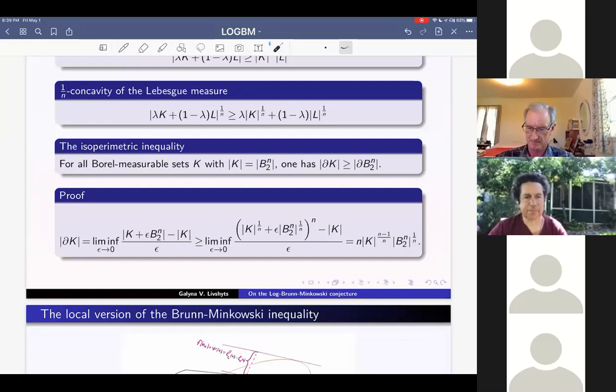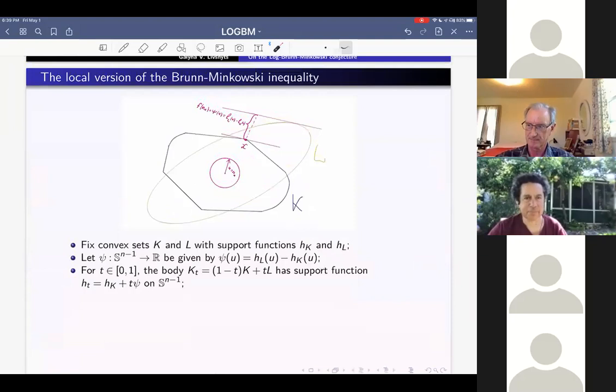So in this talk, I will discuss the local version of such inequalities of the Brunn-Minkowski type. What does it mean, a local version? So here is an idea. By the way, Steven also works on similar subjects, and I find it a very nice thing to take an inequality and consider a local version also. So what we do is the following. We look at the set K and we look at the set L. And suppose we want to try and move continuously from the set K into the set L.